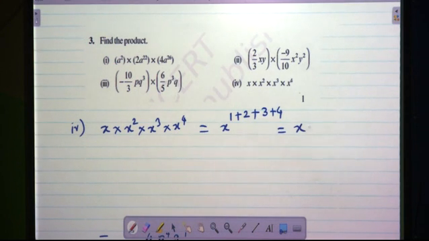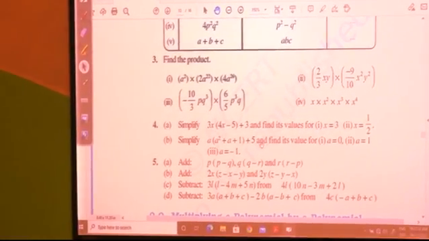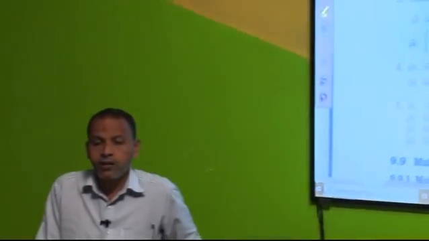Our knowledge of exponents and powers: 3 plus 3 is 6, plus 4 is 10. So your answer is x raised to 10. Here we can understand that we have found out the product and we have solved the third question.